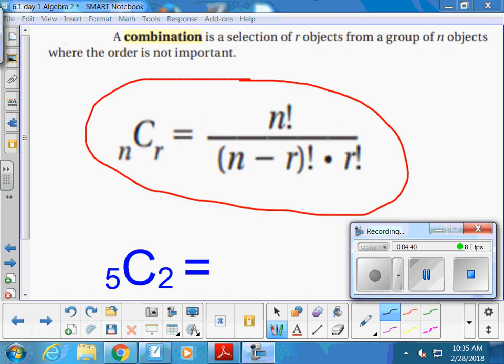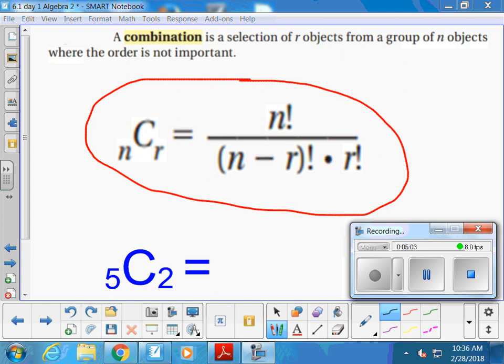So let's go ahead and write down what nCr means. This means I have a certain amount of objects, and I'm going to choose a certain amount of objects from those objects. So in this case, I have 5 puppies to choose from, and I'm going to choose 2 puppies to take on my trip. The question would be, how many different combinations of puppies could I come up with?